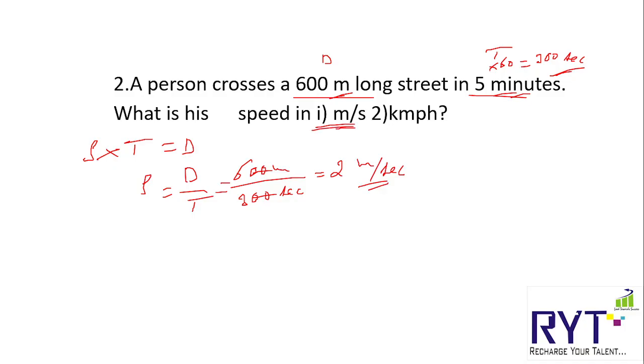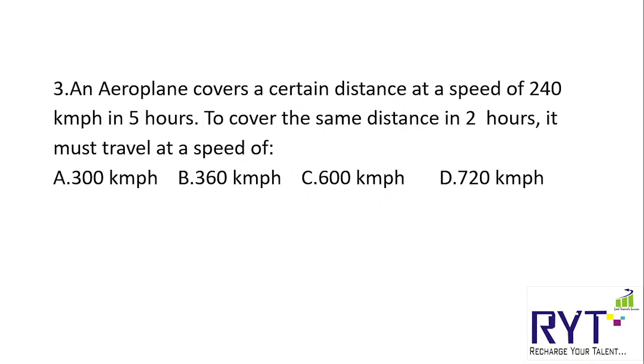First question we answered. Now they are asking us to give it in kilometer per hour. How do we convert this? We just simply multiply this by 18 by 5. 2 into 18, 36 by 5. 5 sevens are 35, 0.5 twos are 10. So 7.2 kilometer per hour. 2 meter per second and 7.2 kilometer per hour is the answer. Let's move to the next question.